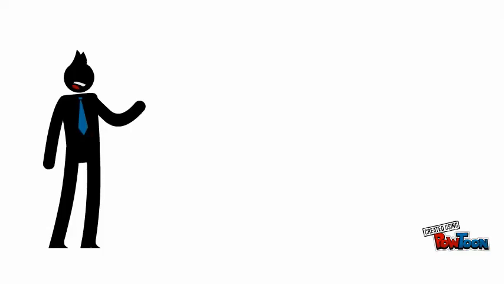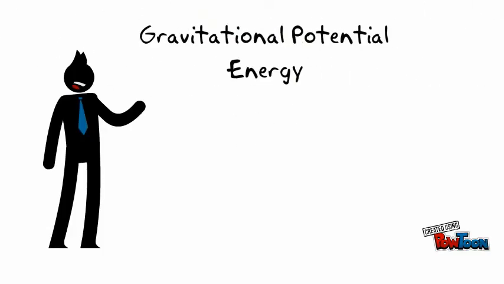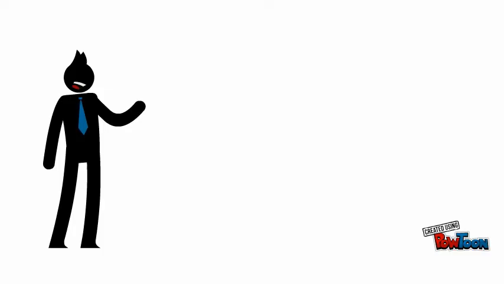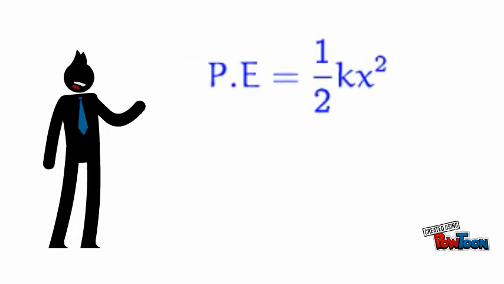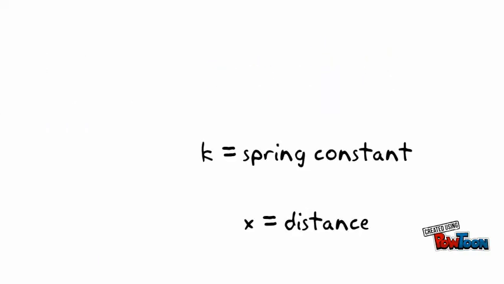Just like with gravitational potential energy and kinetic energy, elastic potential energy can also be calculated using the equation PE equals 1/2 kx squared, where k is the spring constant and x is the distance of the stretch or compression.